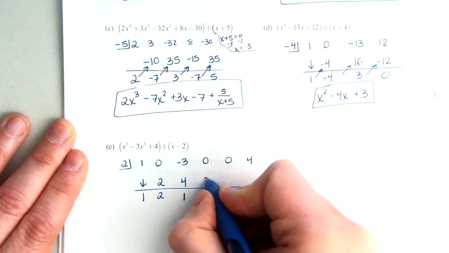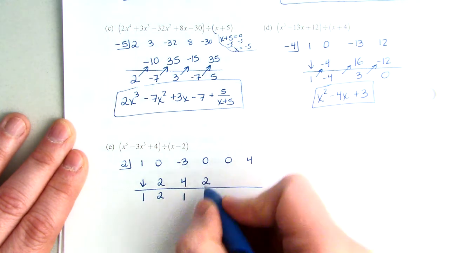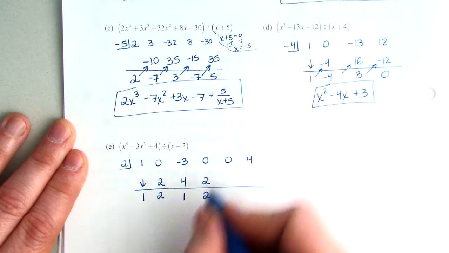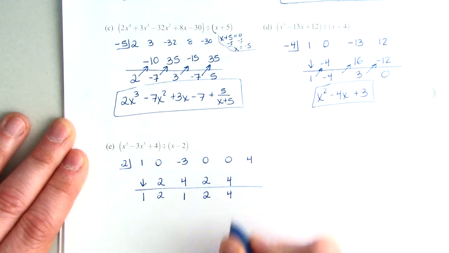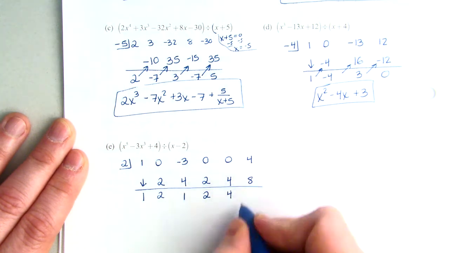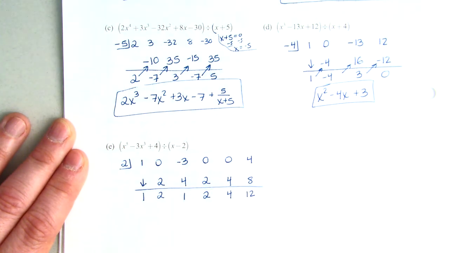Up 1 times 2, 2. Down 0 plus 2, 2. Up 2 times 2 is 4. Down 0 plus 4 is 4. Up 4 times 2 is 8. Down 4 plus 8 is 12.